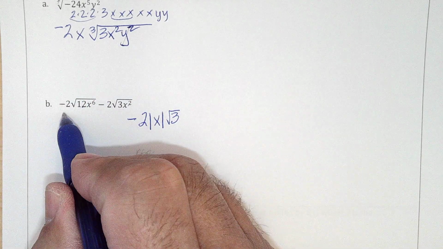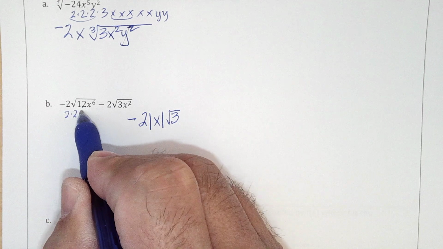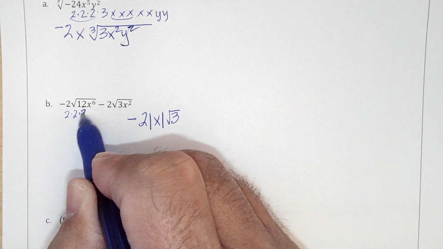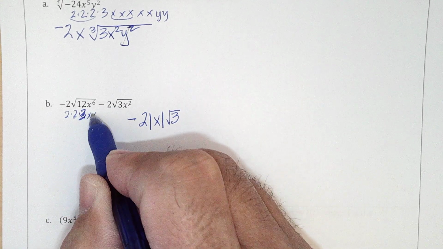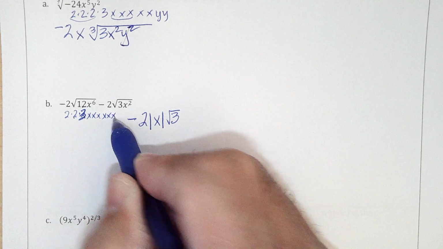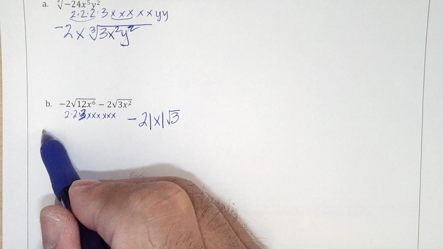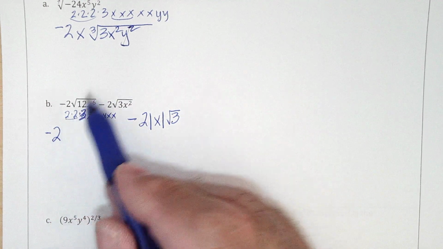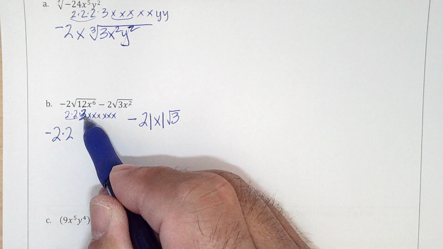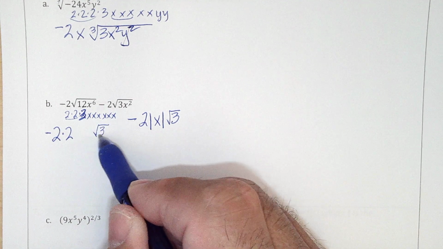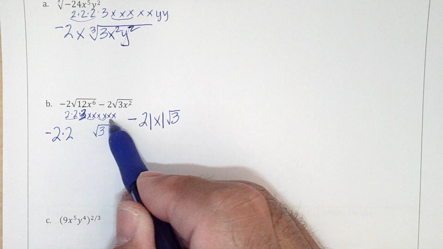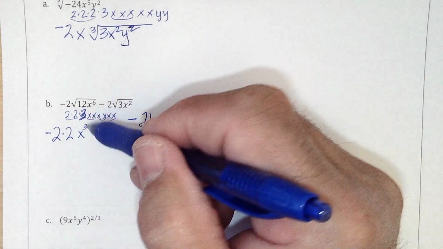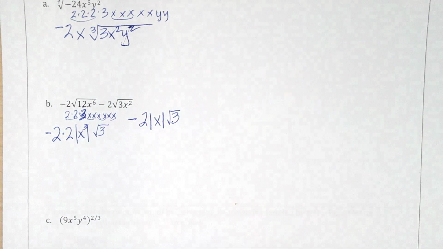12 is 2 times 2 times 3. 2 times 2 is 4 times 3. x, x, x, x, x, x. And there's already a -2 out. And I'm looking for pairs. There's a pair of 2's. A 3 will stay in. And there's a pair of x's, and a pair of x's, 3 pairs, so that's x to the third. That's an odd number, so I have to put it in absolute value.